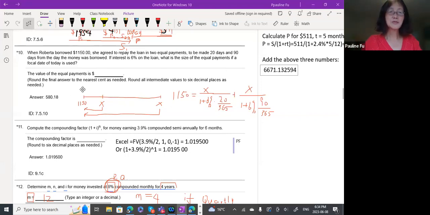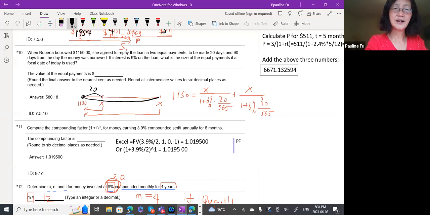So look at this diagram. Roberta borrowed $1,150. And then she needs to make 2 payments. One payment is 20 days from here to here. The other payment is 90 days from here to here, 90 days. These 2 payments are equal, so I use X to represent those payments. One payment is X at 20 days. Another payment is X at 90 days. The question asks you, what is the size? What is X? That is the question. Okay.